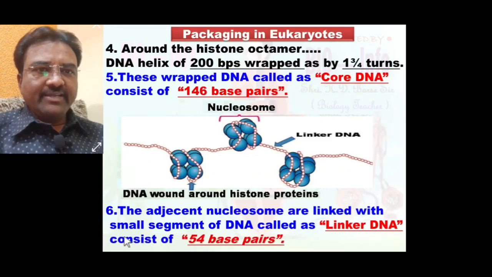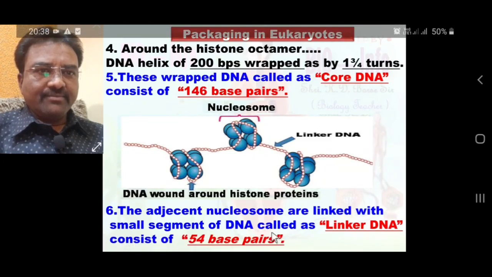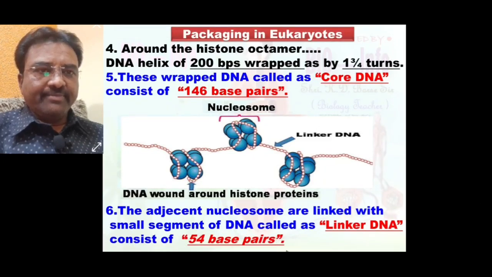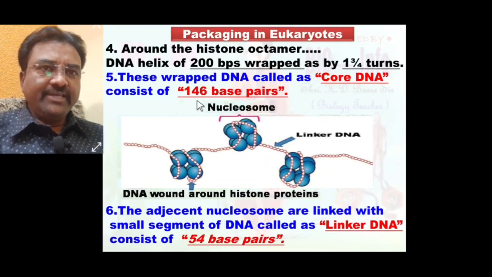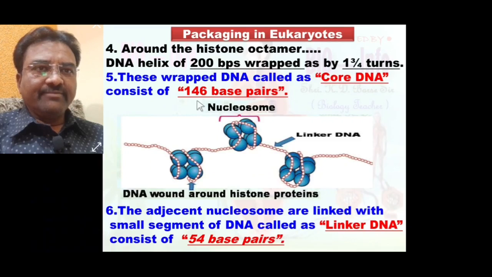Linker DNA consists of 54 base pairs, while core DNA consists of 146 base pairs. So a total of 200 base pairs of DNA is wrapped around the histone octamer, with 146 base pairs in core DNA and 54 base pairs in linker DNA.